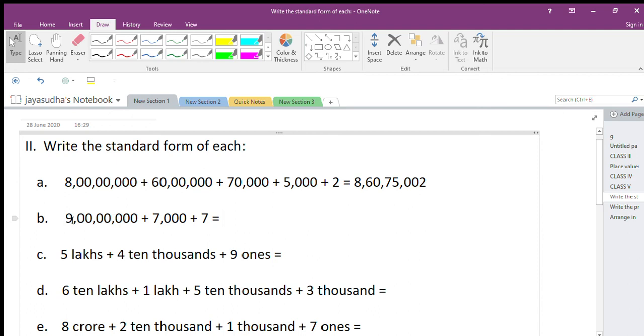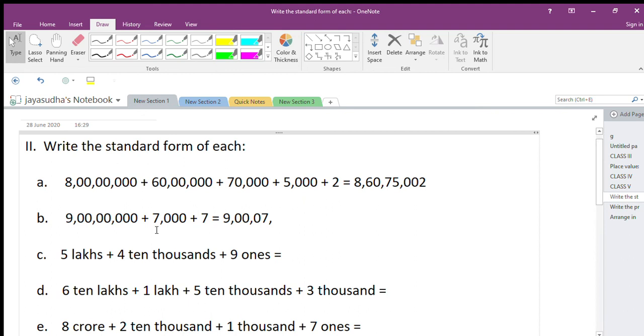Here, what is this? 9 crore 7,000. So 9 crore. I finished the crore period. What about the lakh period? There is no lakh period, so instead of the lakh period, two zeros. Then the thousands period, only 7,000. 7,000 has two place values.